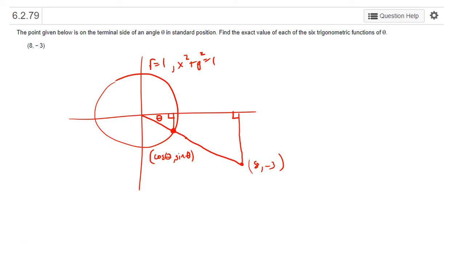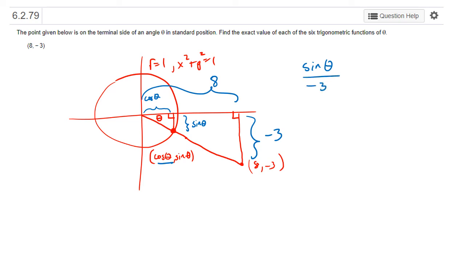So, let me switch colors. This x distance is exactly cosine theta. It's the x coordinate of this point. This height is sine of theta. This x distance is 8, and this y distance is -3. Since they are similar triangles, they have equal ratios. So the sine of theta over -3 is equal to the cosine of theta over 8. Or the cosine of theta is equal to -8/3 times the sine of theta, just by multiplying both sides above by 8.